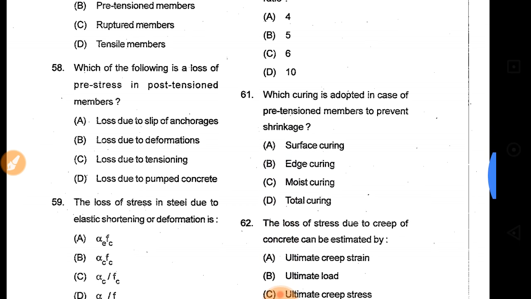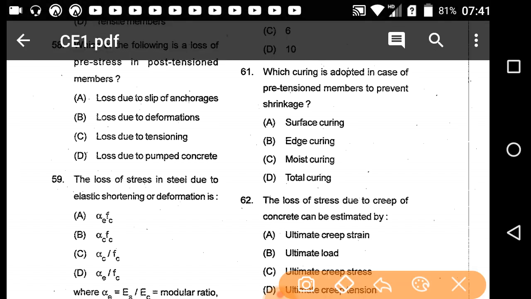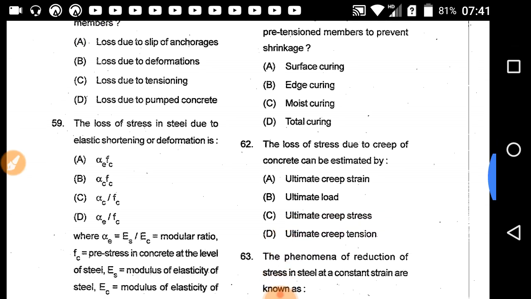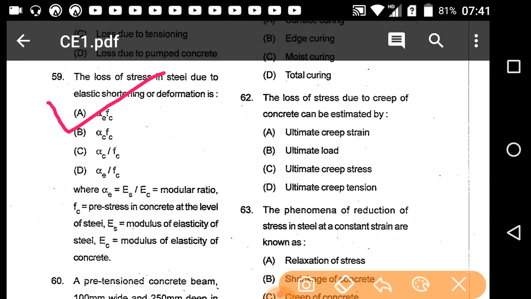Question number 58. Which of the following is a loss of pre-stress in post-tensioned members? Option A, loss due to slip of anchorage; loss due to deformations; loss due to tensioning; loss due to pumped concrete. So the correct option will be loss due to slip of anchorage, that is option A. Question number 59. The loss of stress in steel due to elastic shortening or deformation is option A. Okay, option A is the correct answer.